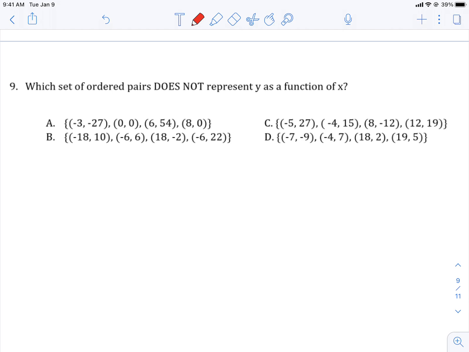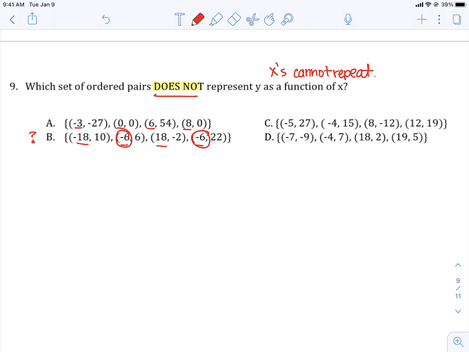Number 9 is a throwback. Which set of ordered pairs does not represent y as a function of x? Remember, that just means x's cannot repeat. But because it says does not, we're looking for x's that do repeat. So let's look. Answer choice A, I have -3, 0, 6, and 8. Nothing repeats. Answer choice B, I have -18, -6, +18, -6. Ooh, those are repeating. That could be our answer.